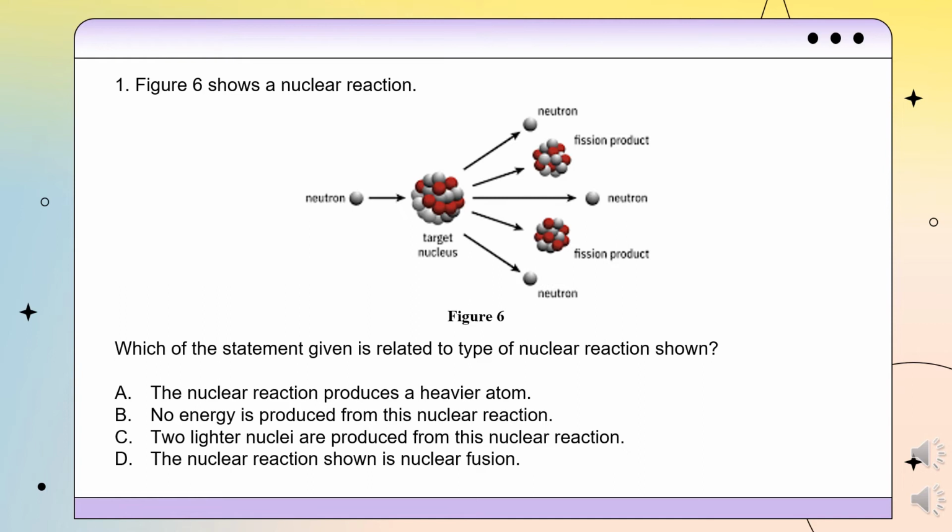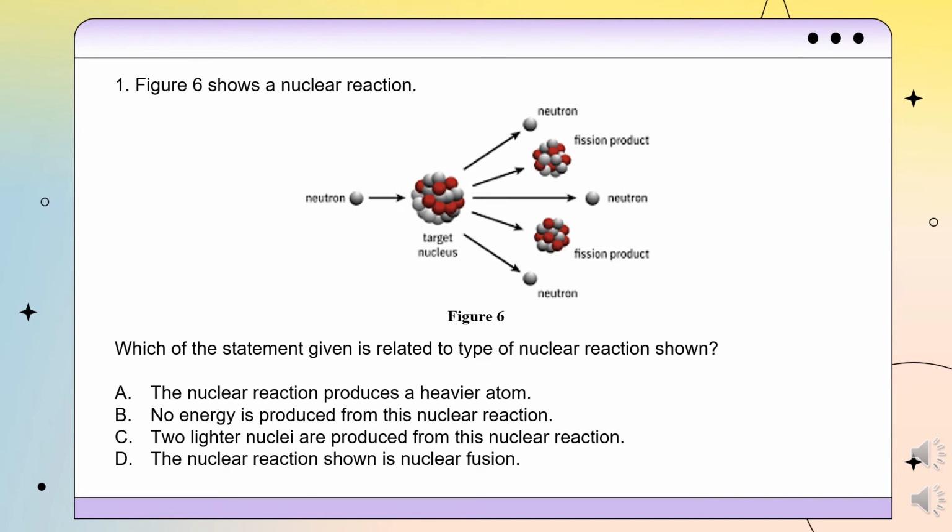Before that, let us go through each answer given together. A. The nuclear reaction produces a heavier atom. In nuclear fission, after the heavy nucleus splits, it will produce two lighter nuclei. So, A is not the answer.